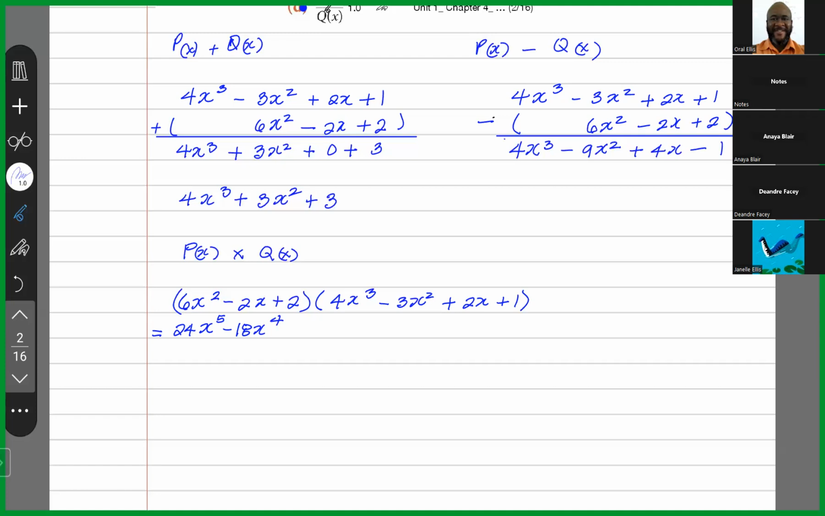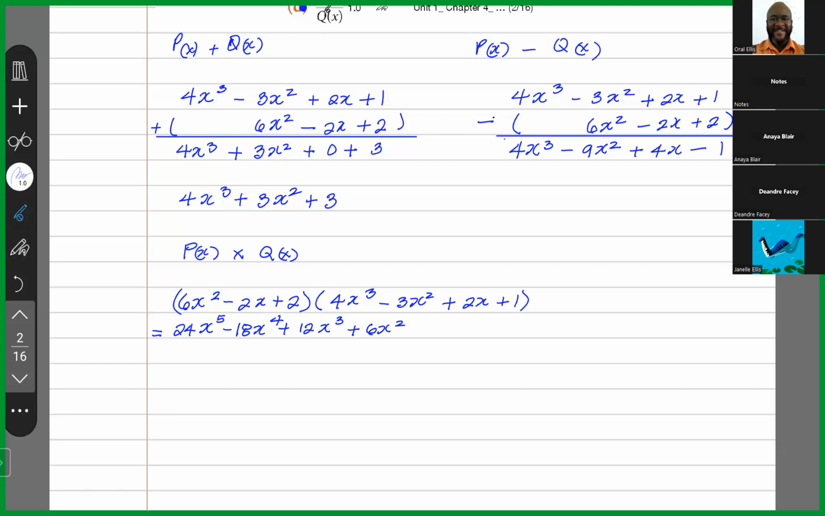6x squared times 2x is positive 12x cubed. And 6x squared times 1 is positive 6x squared. So what I just did is I multiplied everything on the right first by 6x squared. Now I'm going to multiply everything on the right by minus 2x.